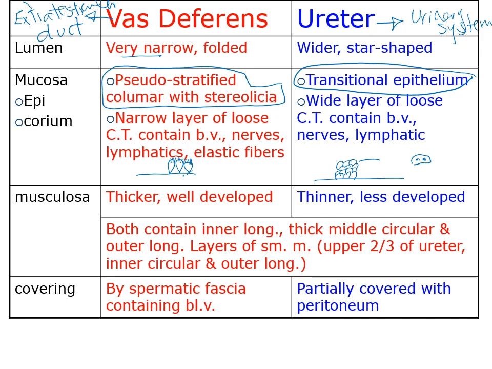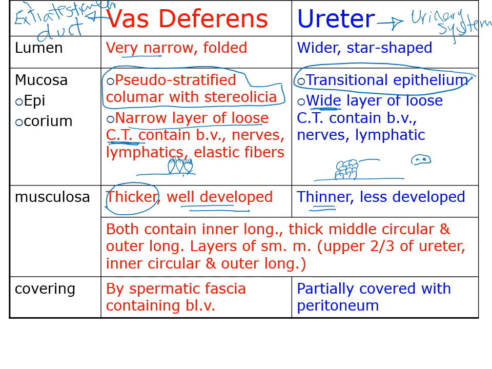The vas deferens has a narrow layer of loose connective tissue, which is lamina propria, whereas in the ureter the lamina propria is a little bit wider. The muscle layer in the vas deferens is very thick and well defined, whereas the muscle layer in the ureter is much thinner and less developed. Both contain inner longitudinal, thick middle circular, and outer longitudinal smooth muscle layers.